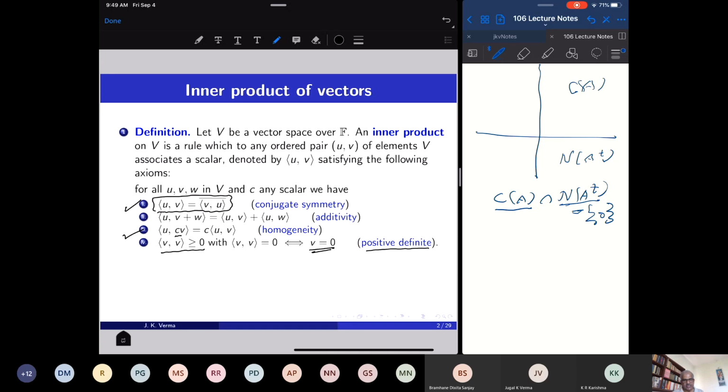So there are four properties that we are demanding. If you have an operation between vectors, like we know addition of vectors is one operation, then I can multiply a vector with a scalar, that is another operation on vectors.